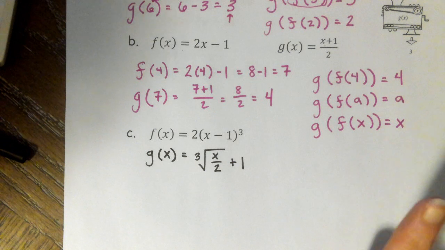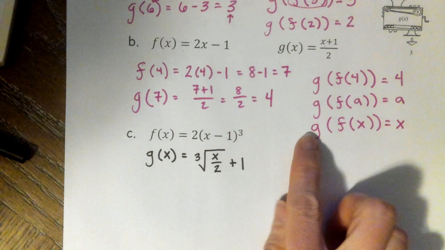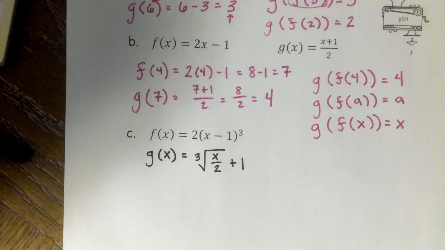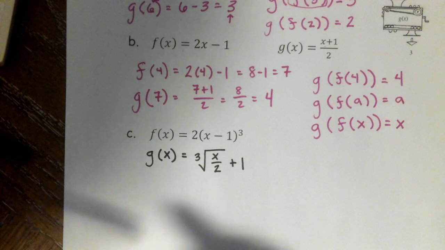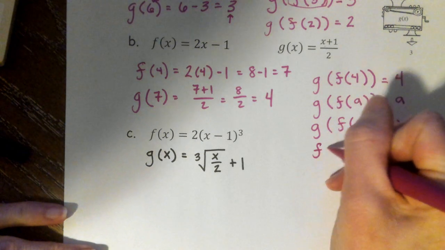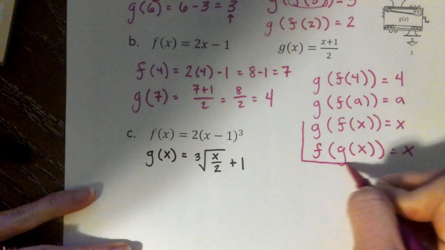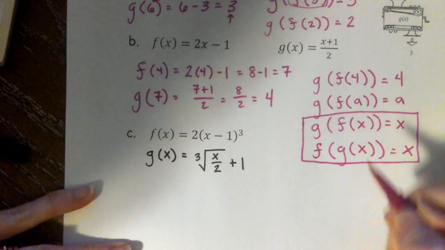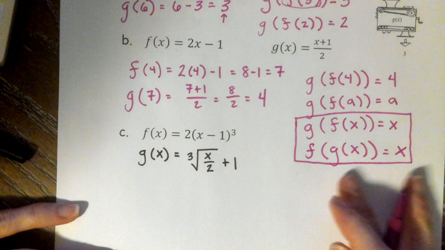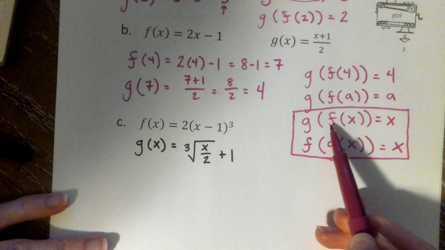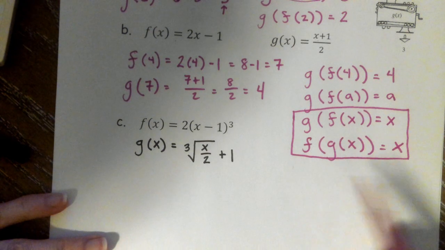So now we've been talking about g of f. Now if I would reverse it and do f of g, it'll be the same thing. It does not matter. Those are going to be the same thing. Because remember, if g undoes f and f undoes g, they're going to get the same.